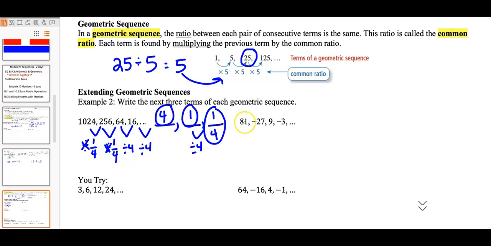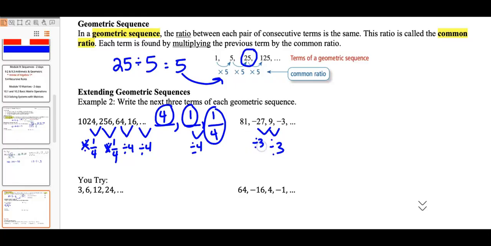In the next one, I notice I have 81, -27, 9, -3. So I notice they're kind of jumping all over the place. We go from positive to negative to positive to negative. So for right now, I'm going to ignore the negatives and just look at the positive numbers. How do I go from a 9 to a 3? Well, you divide by a 3. Let's see if that checks out.